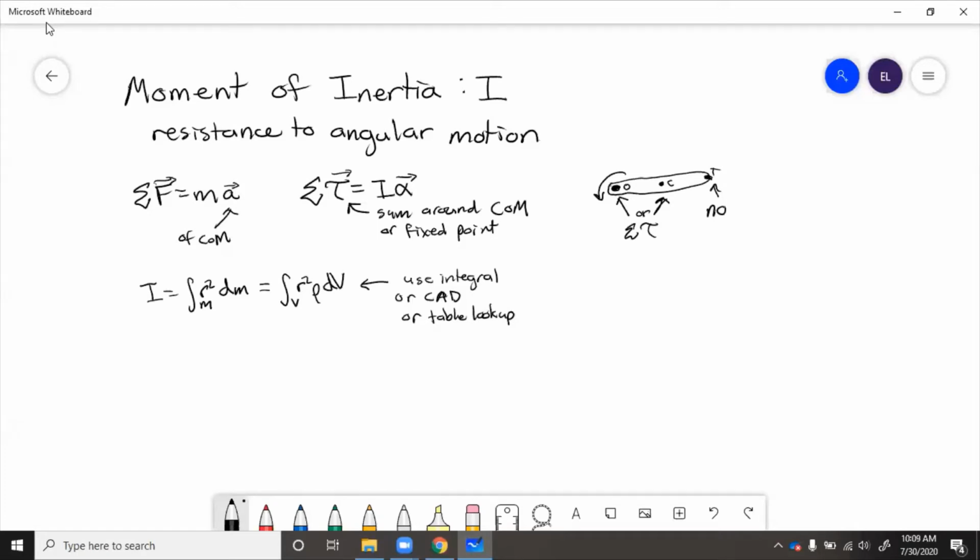Be careful not to confuse this with area moment of inertia, which you learned about in statics. This is mass moment of inertia because it's resistance to motion. Something is moving, so it's the mass that has that resistance. So moment of inertia is a function of the origin and the axis, and it's always positive, just like mass is always positive, and it is a scalar.